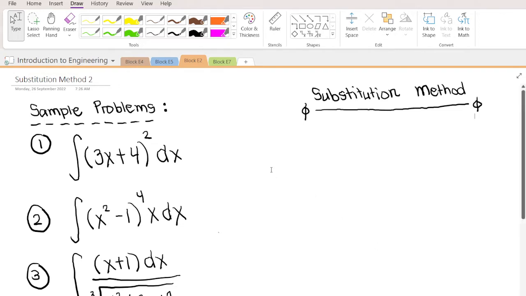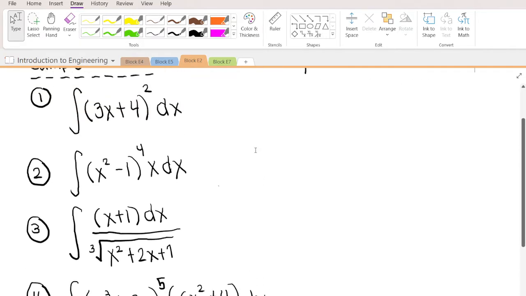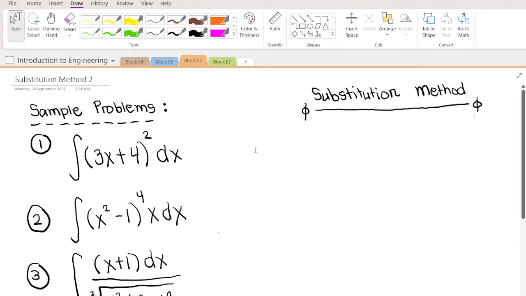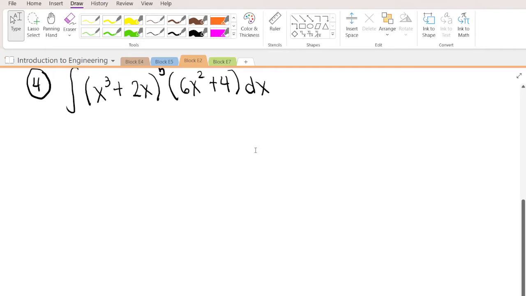We'll be showing you some example problems or sample items for the new technique in integral calculus that you will learn today, which is the substitution method. So I have here four sample problems. Let's start with item number one.